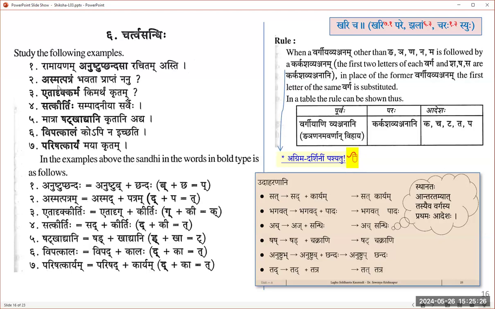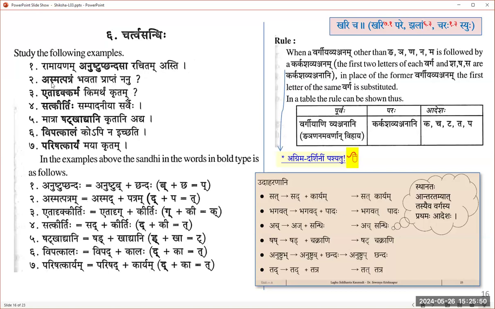So next, asmat patram bhavata praptam nanu. So again, asmad plus patram has gone to asmat plus patram. But if you know, asmat is the original form of asmad. Asmad actually is the alternate form through jastva. So yeah, but today we know why we can break it down into asmad plus patram and show asmad as a jastva variant of asmat.